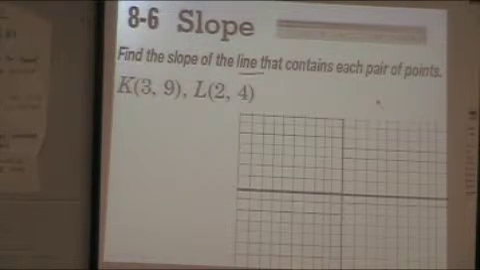Now some of you, if you don't know how to plot points on a coordinate plane, you're going to have trouble with this today. The next one is (2, 4). That means I go right 2 and up 1, 2, 3, 4.